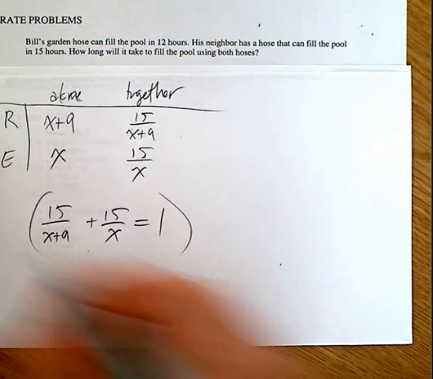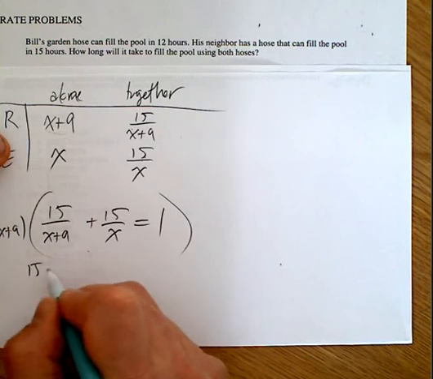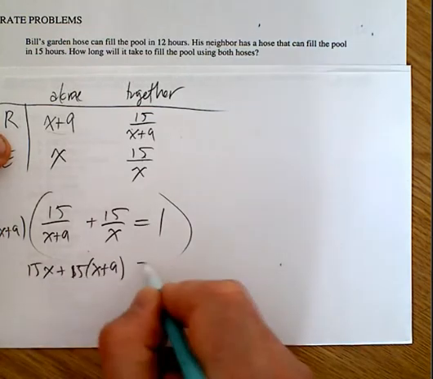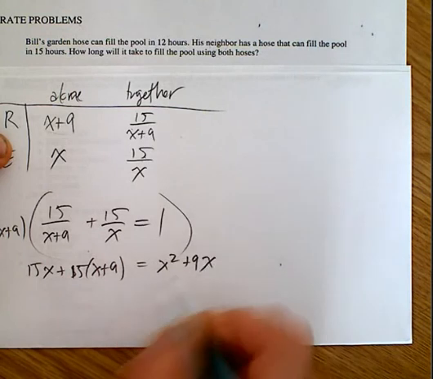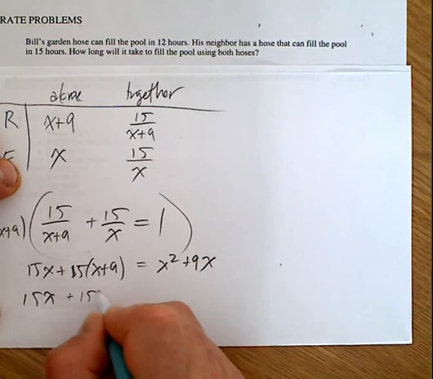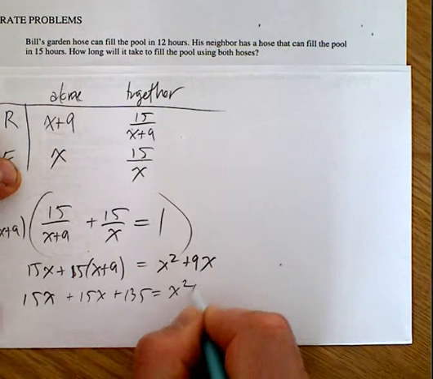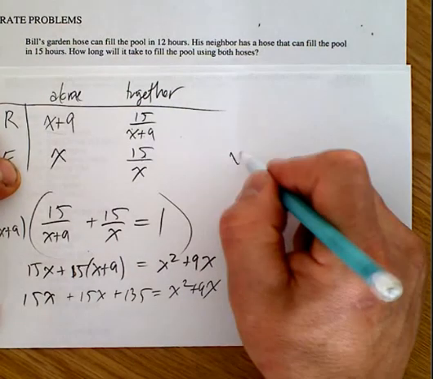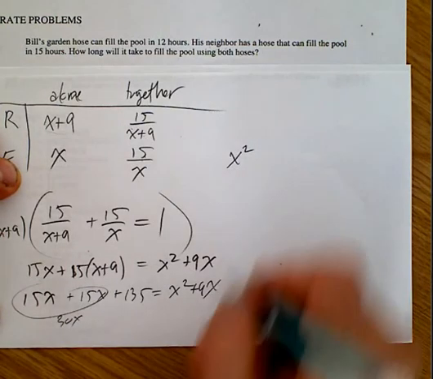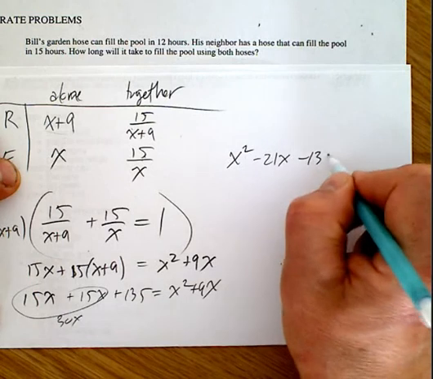In this case, what we do is we multiply by the common denominator. So you get 15x plus 15 times x plus 9 is equal to x squared plus 9x. So 15x plus 15x plus 135 is equal to x squared plus 9x. That's 30x. Bring it to that side, minus 30x. So we get x squared minus 21x minus 135 equal to 0.